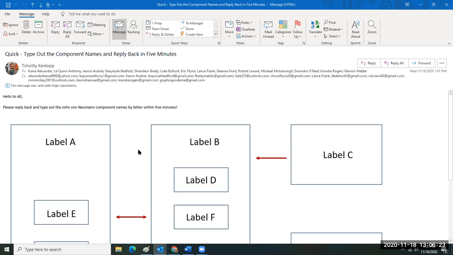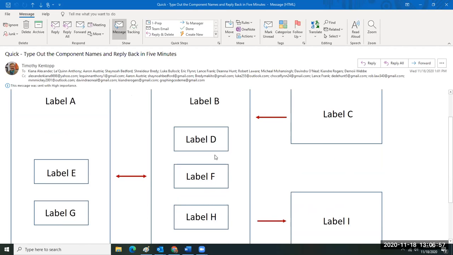So I have just sent you an email of a von Neumann diagram with labels by letter. And what I'd like you to do is open your email, hit the reply button, and put A and give me the name of the part, the name of the component. And then put B and the name of the component, and C, the name of the component, and D, name of the component, E, F, G, H.